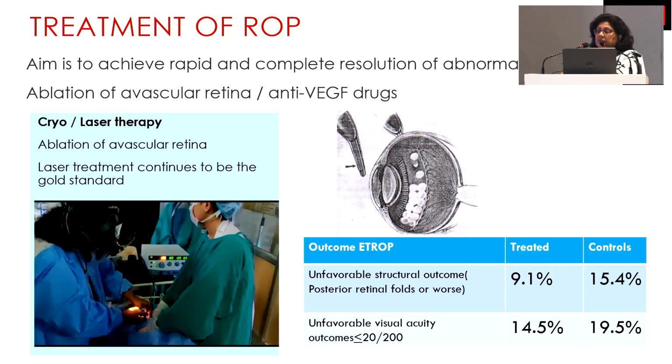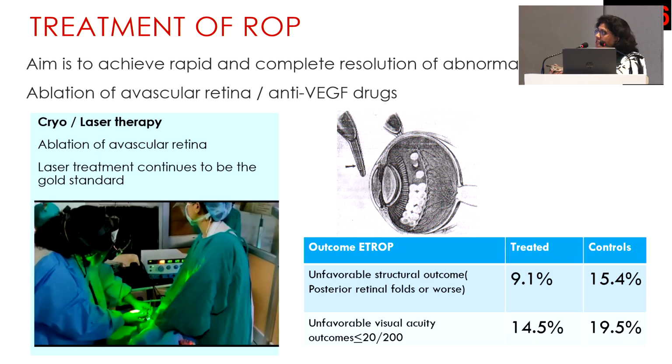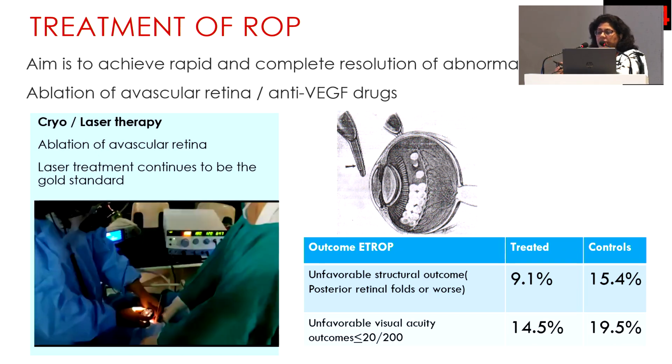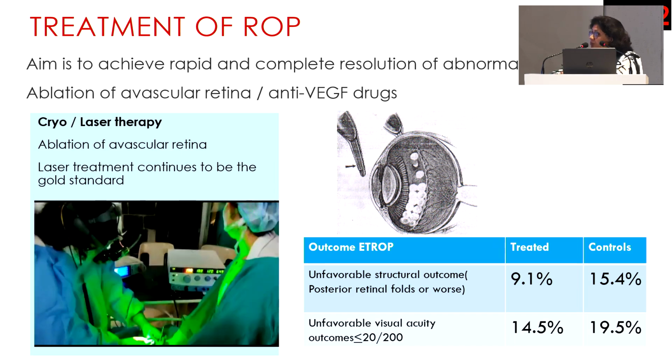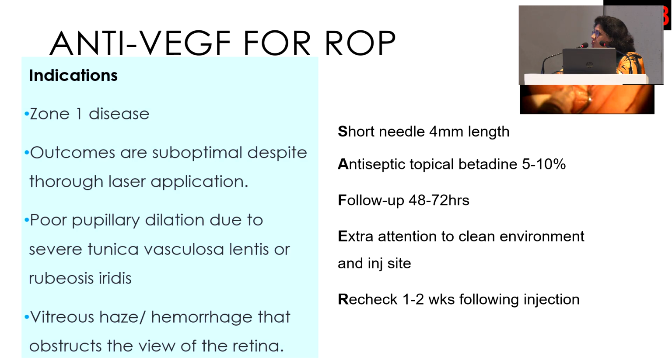For treatment, you have to aim at decreasing the VEGF levels, because that is the root cause of all this ROP. So you either ablate the avascular retina, which is the cause of the VEGF levels, or you give anti-VEGF drugs. After laser treatment also, ETROP, the largest study done here, shows a 15% risk of unfavorable outcomes.